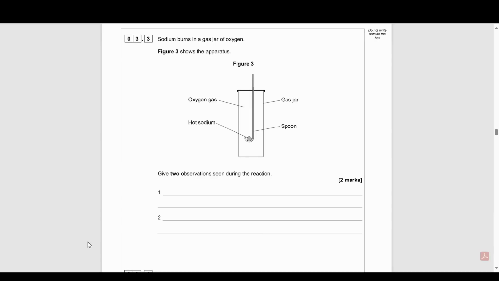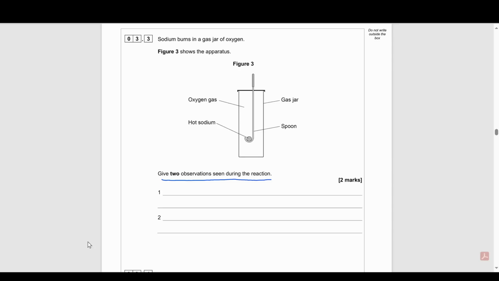Question 3.3. Sodium burns in a gas jar of oxygen. Figure 3 shows the apparatus. So we've got a container with a spoon in the center, and that's holding a ball of hot sodium. Inside of the container is oxygen gas. So you want to write down 2 observations seen during the reaction. So 2 things that we're going to see during this reaction. Well, if it's hot sodium and it's surrounded by oxygen, we're expecting this sodium then to react with the oxygen.